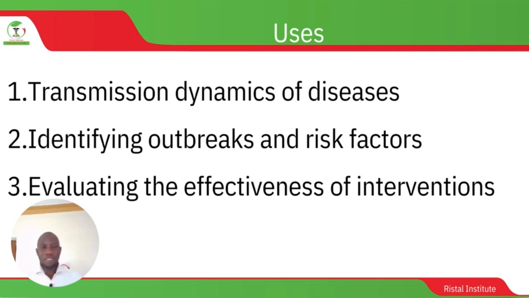So the aspects that we actually study in communicable disease epidemiology are the ways in which these communicable diseases are spread from one person to the other. And then also we look at issues to do with outbreaks. We identify the points of spread of these outbreaks, and then also the risk factors associated with these outbreaks. And then, of course, we implement interventions to control the spread of communicable diseases. And these interventions also need to be evaluated whether they're actually effective or not. So we evaluate the effectiveness of interventions geared towards preventing communicable diseases.